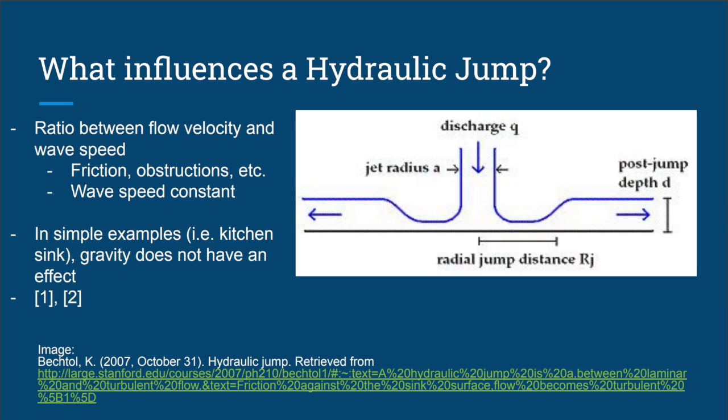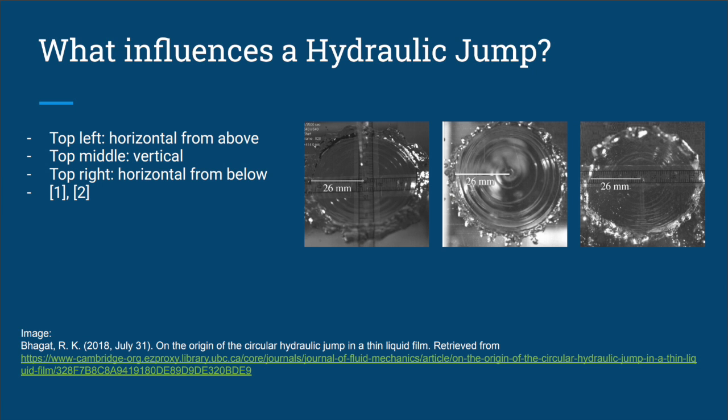In simplified cases of jumps, such as in sinks, it has recently been proven that gravity does not in fact contribute to the hydraulic jumps, despite what was previously thought. A Cambridge researcher conducted experiments where water was sprayed at flat surfaces in different orientations. He found that the radius of the hydraulic jump did not change significantly with different orientations, demonstrating that gravity was not a factor. Instead, we know that the momentum of the water is counteracted by surface tension and viscous forces.